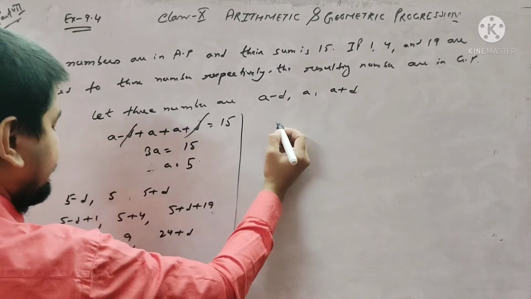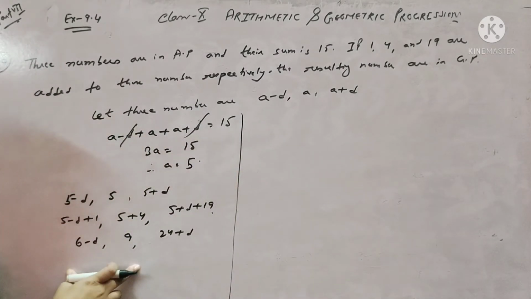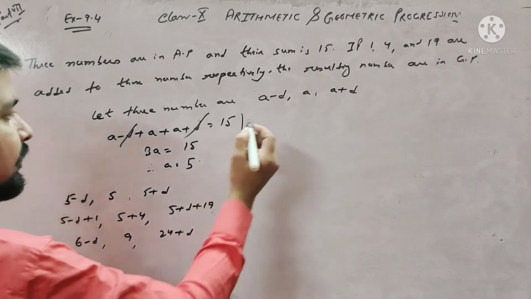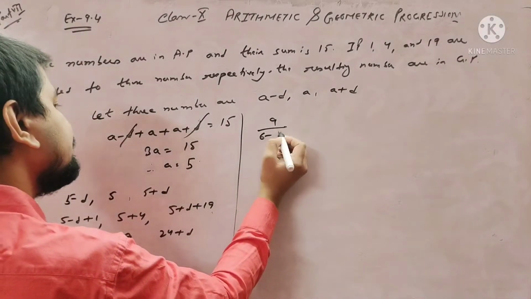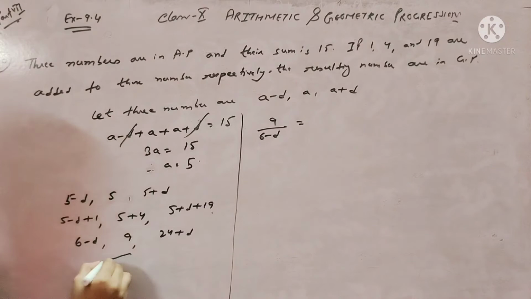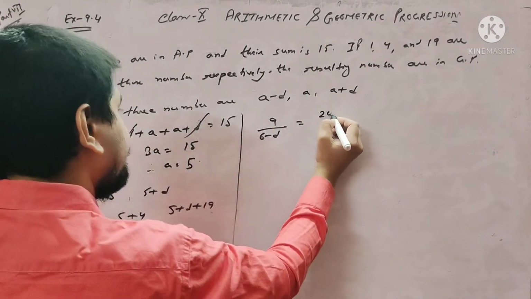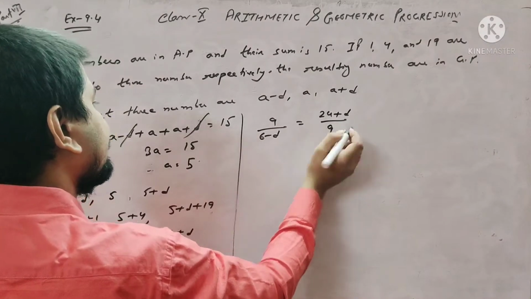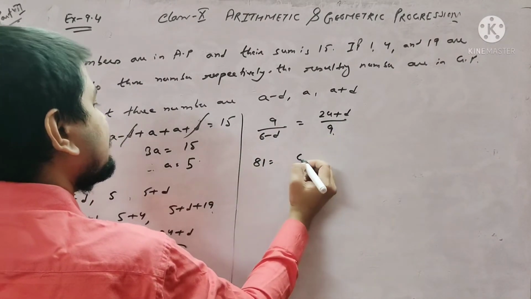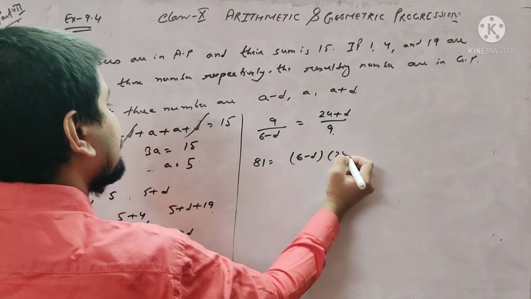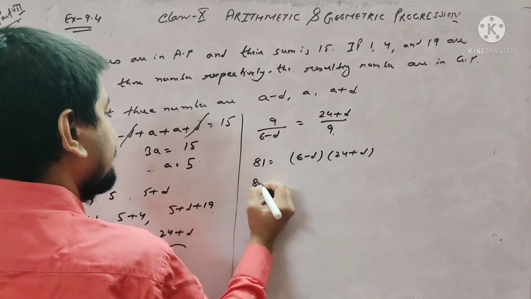So we know that if these numbers are in GP, their common ratios are equal. So we write 9 by 6 minus D, this ratio and the ratio 24 plus D by 9 are equal. So 9 nines are 81, equals 6 minus D times 24 plus D. So 81.